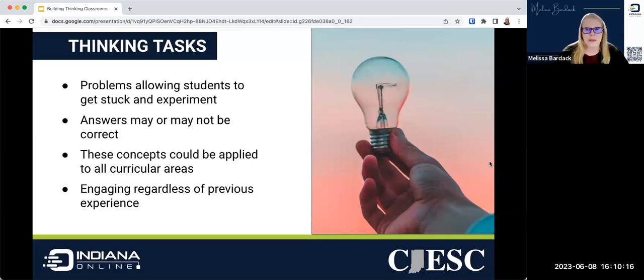These concepts could be applied to other content areas outside of math, but all thinking tasks need to be engaging regardless of whether a student has a previous experience. And some of our engagement strategies are using words or phrases that come from a student's everyday lives. So are we talking about something that our students can relate to or something that they find interesting in math? Even just looking at the labels that we're using, are these terms that our students are aware of or that they're going to be more interested in?